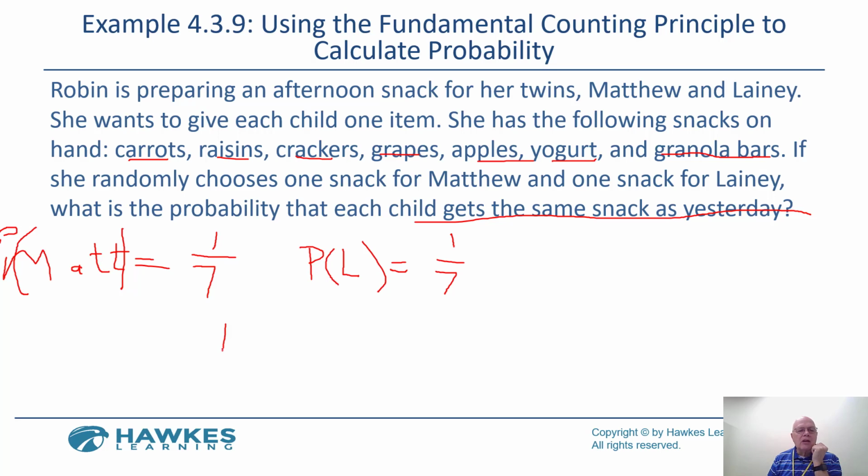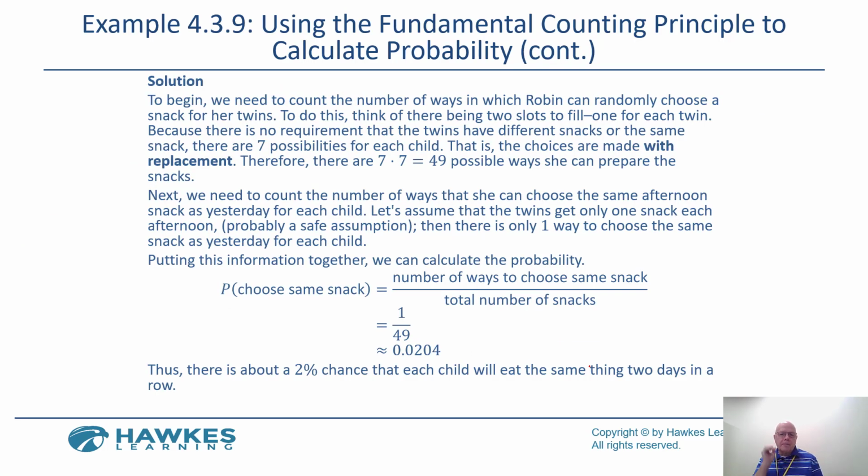They're independent of each other, so the probability they get the same snack equals 1/7 times 1/7, or 1/49. So about a 2% chance that each child will eat the same thing 2 days in a row.